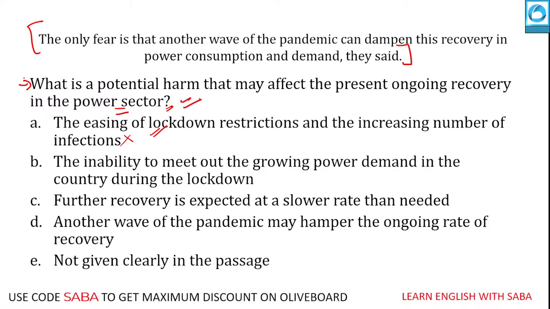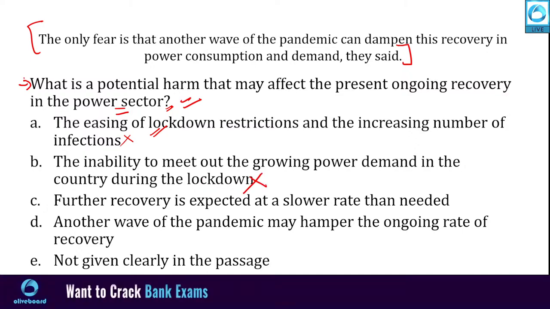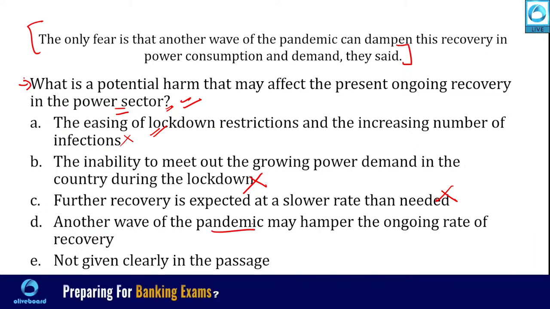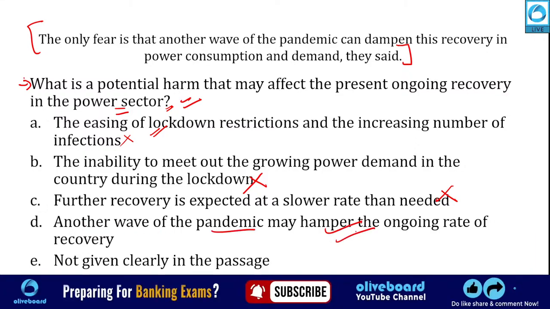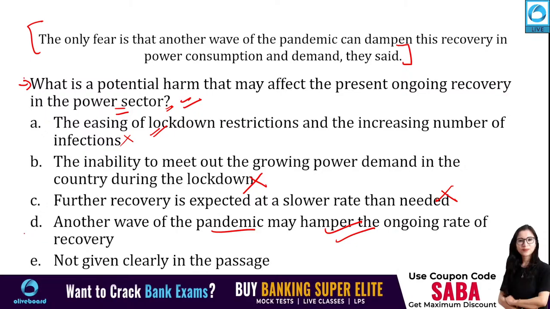So, A is incorrect. The inability to meet our growing power demand in the country during lockdown. This is nothing that is related to the question. Iska question se koi relation nahi hai. Further recovery is expected at a slower rate than needed. Again, further recovery ki baat nahi hui hai. Yes, another wave of the pandemic may hamper the ongoing rate of recovery. Of course, people fear that another wave of the pandemic may hamper the ongoing rate of recovery. So D is the correct answer, okay.